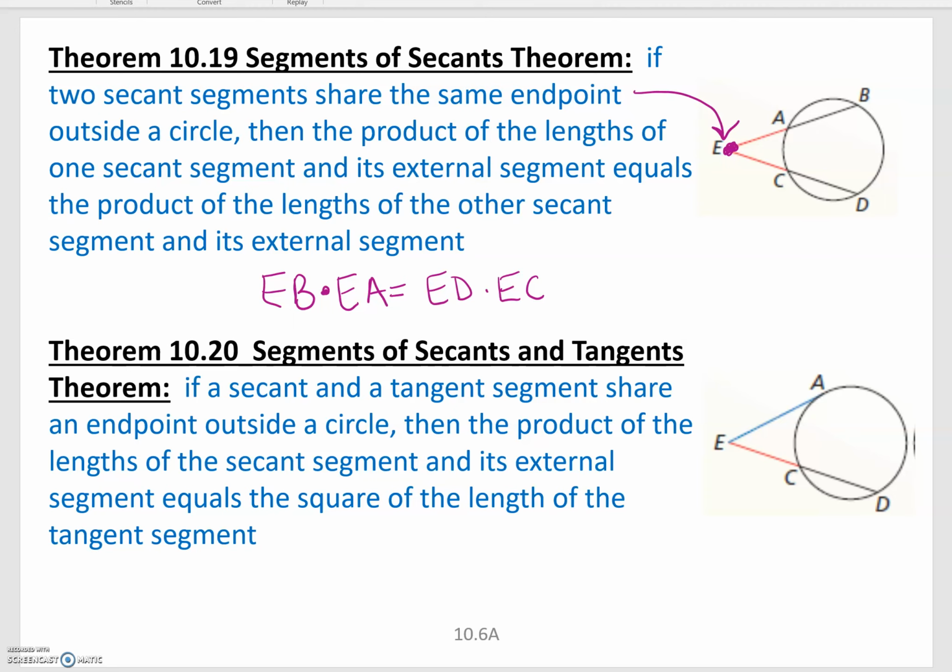We also have the option where we could have a secant and a tangent together. So if a secant and a tangent segment share the same endpoint outside of the circle, then the product of the lengths of the secant segment and its external segment, so that's very similar to what we just saw above, equals the square of the length of the tangent segment. So that's what's new. I'm going to start with my secant segment down here that goes through the circle that says the entire segment times the external piece is equal to the square of the tangent segment. So that would be EA squared.